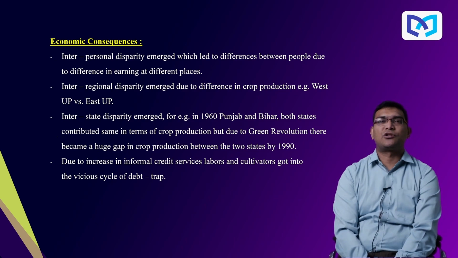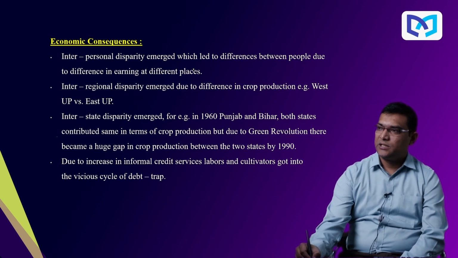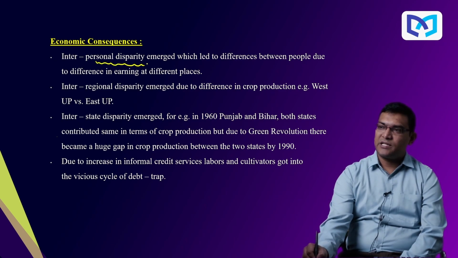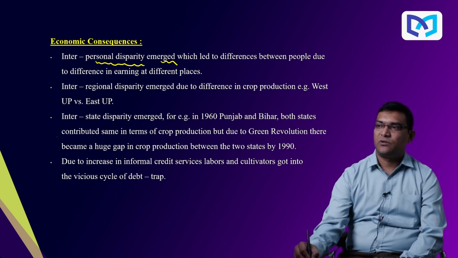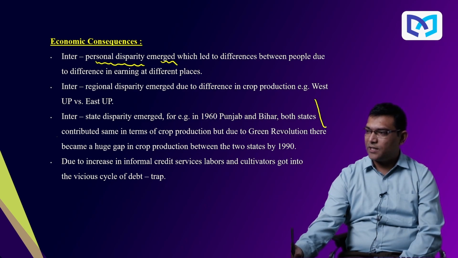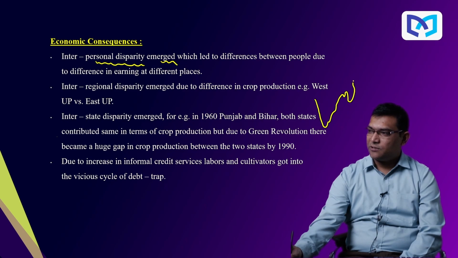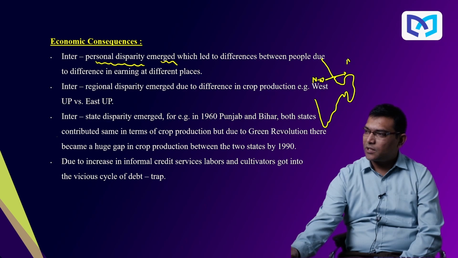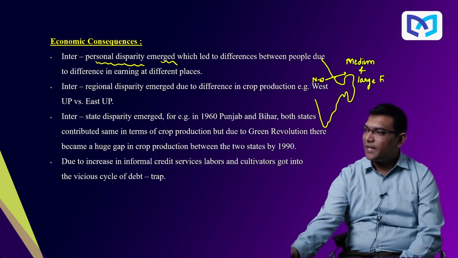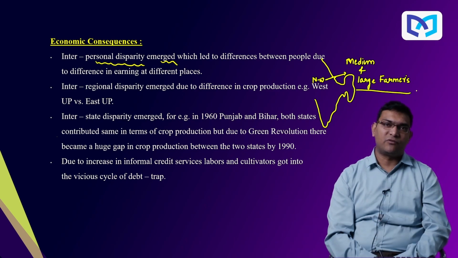Now what are the economic consequences? You see, first, interpersonal disparities emerged. Regional disparities also emerged, and inequalities among the farmers. If you look at India, most of the northwestern part of the country, the medium and large farmers have grown much faster. Farmers have grown at the fast rate. Medium and the large farmers have grown at the faster rate.